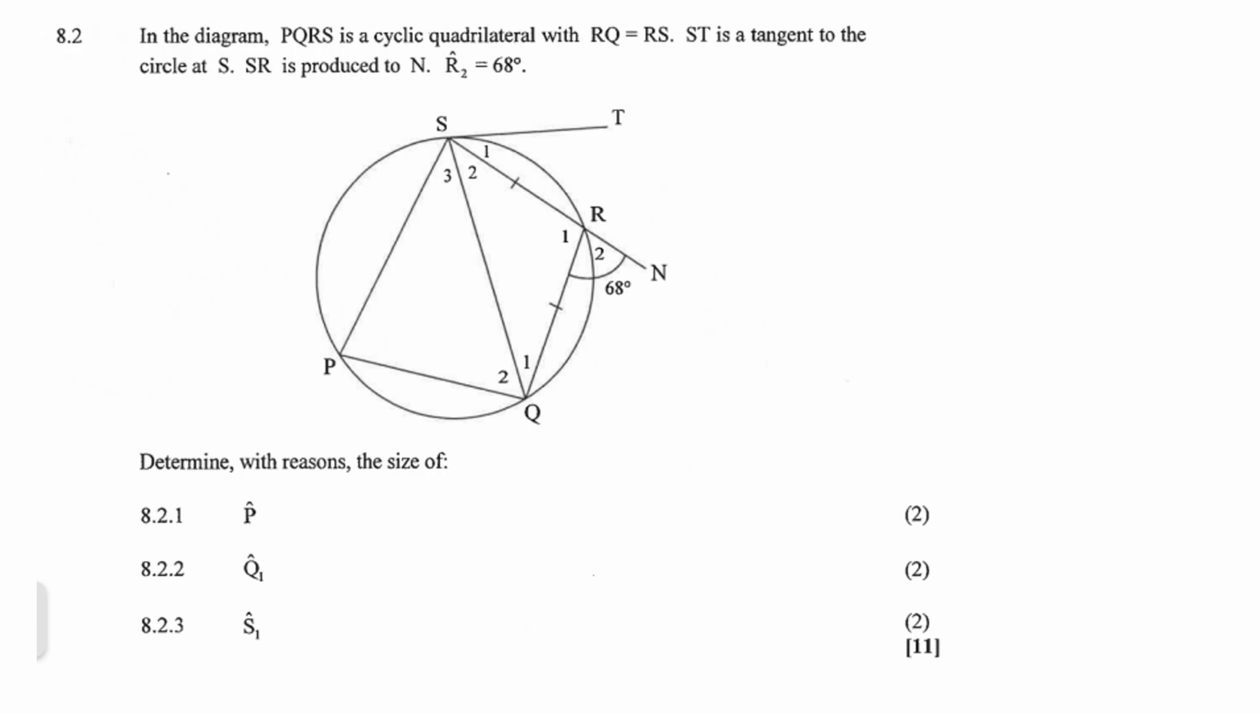Okay, grade 11s and 12s. Let's see what we have here. They say in the diagram PQRS is a cyclic quad. So this is a cyclic quad, and they tell us that RS and PQ are equal.